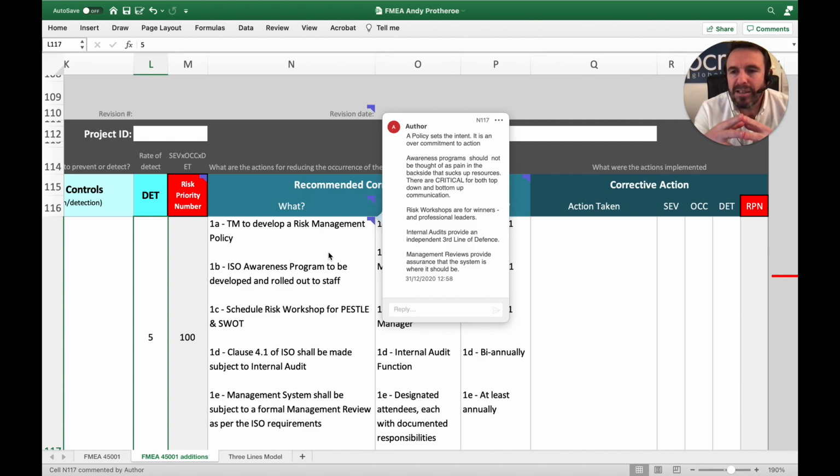A policy sets the intent. So I'm saying that develop the risk management policy. It's an overt, I should have written there, commitment to action. People get consultants to write policies. The policies should be the responsibility of top and senior management. It's fine for them to draft them, really important for senior management to get involved in them. Awareness programs should not be thought of as a pain in the backside that sucks up resources. They are critical for both top-down and bottom-up communication. They really are, because you're really getting the information from the guys on the ground.